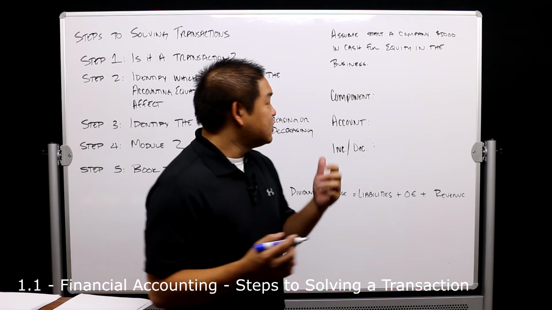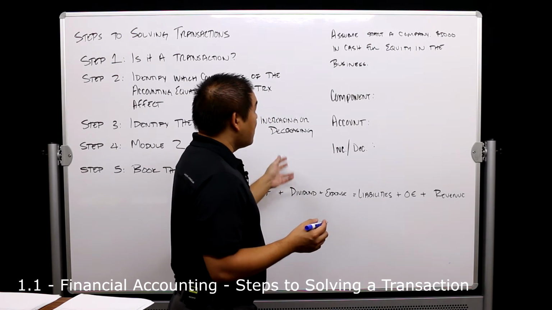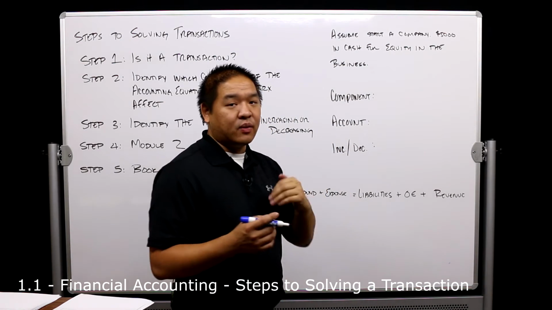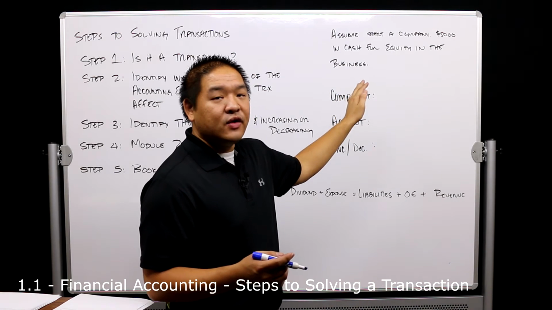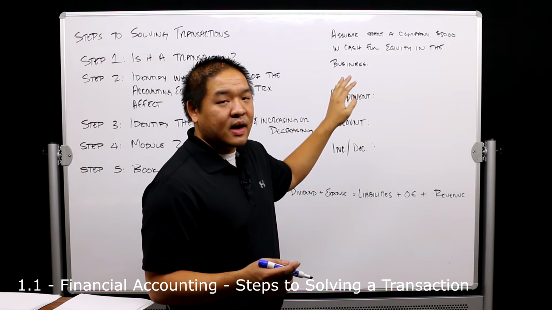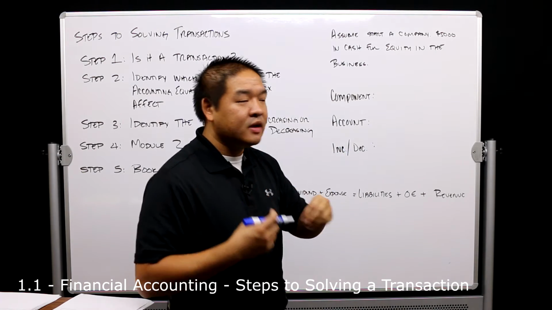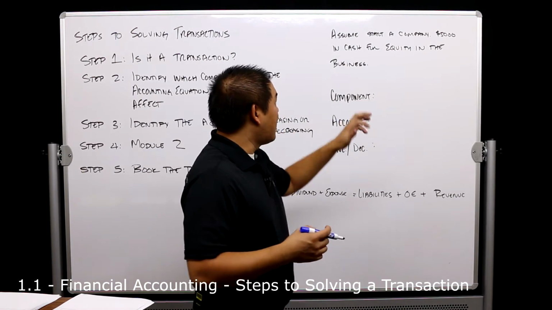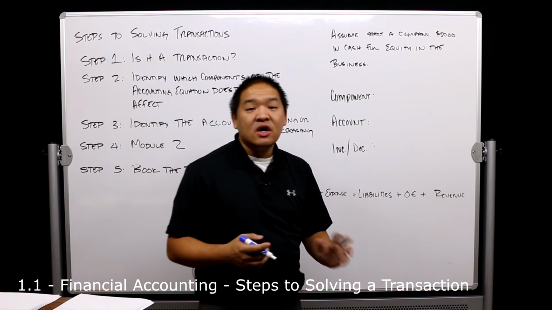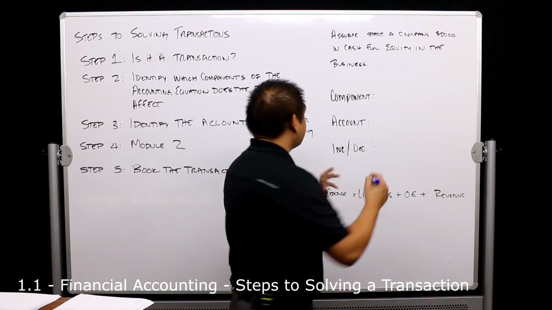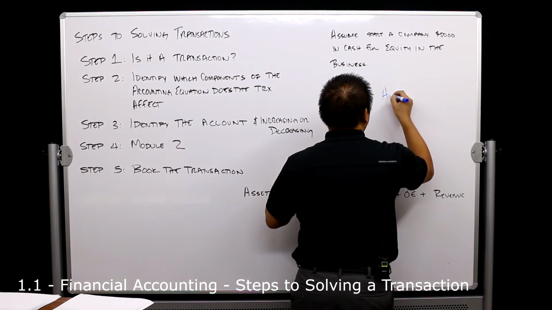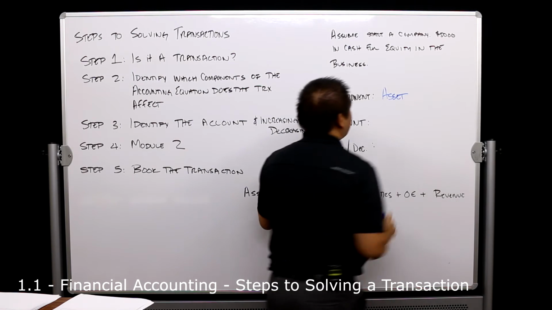Now, when we do this, we have to think of this as the company. We're not the owner, okay? We're not thinking of this as the owner. When we're thinking about the transaction, we're the company. So what's happening with the company? Well, what components? What am I getting? Well, I'm getting $5,000 in cash. We know that cash is an asset. So we know that from a component standpoint, we're going to deal with an asset, okay?